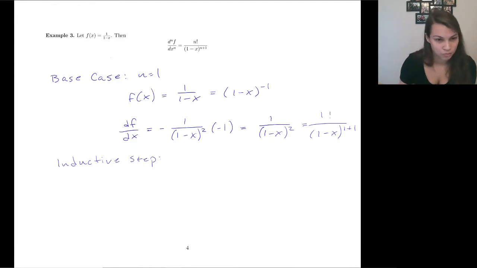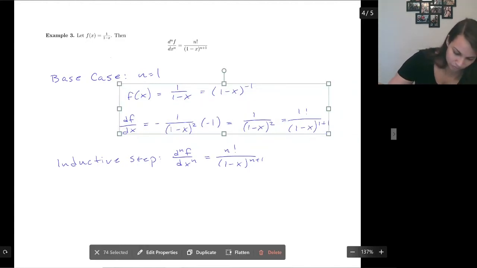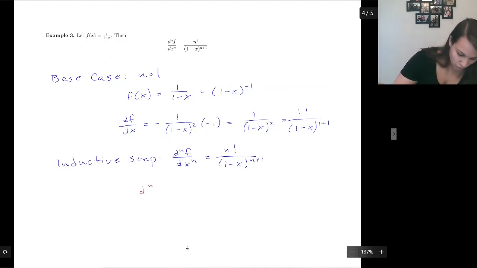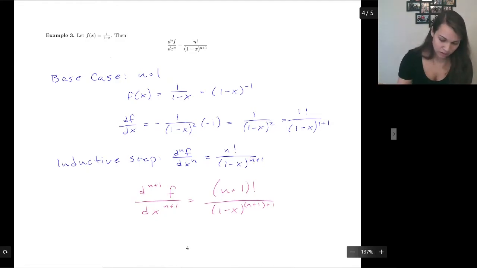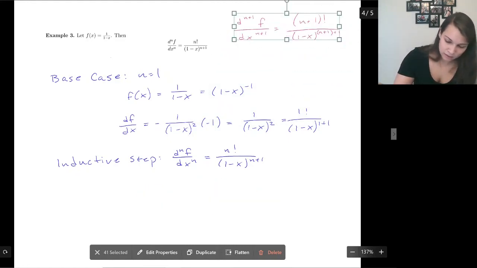Here we get to assume that the nth derivative of f is going to be equal to that formula, and we want to show the n plus 1 case. So then, just like I did before, I'm going to give us a goal. We're going for the n plus 1 derivative being equal to this factorial over 1 minus x to the n plus 1 plus 1, because I replaced this n right here with n plus 1. Okay, so here's our goal. Move him up here out of the way and begin our proof.